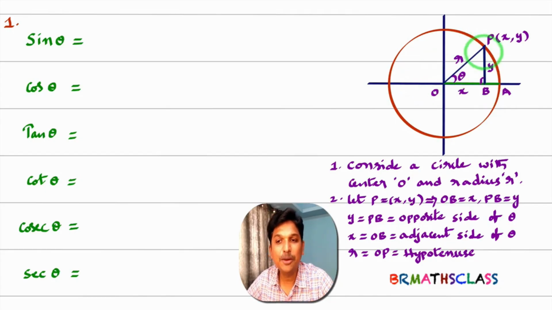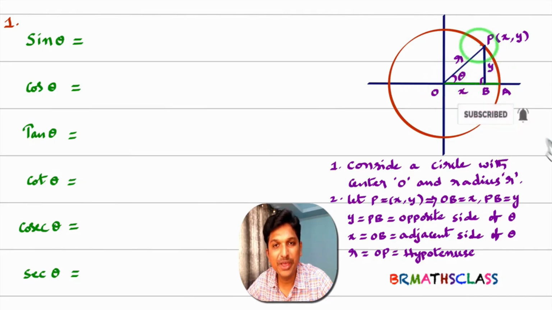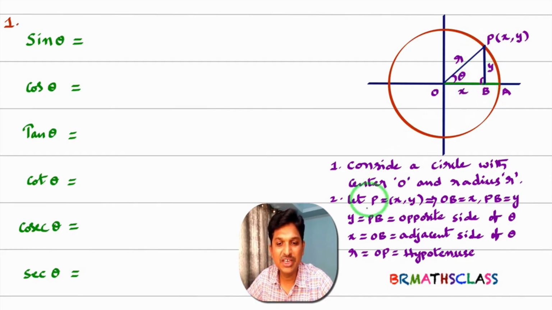Now, I'll draw PB, which is perpendicular to OA. Now you can observe the triangle OPB. OPB is a right angle triangle. What is PB? PB is the opposite side of angle theta, and PB is also Y. We know that in a right angle triangle, the side opposite to 90 degrees is the hypotenuse.